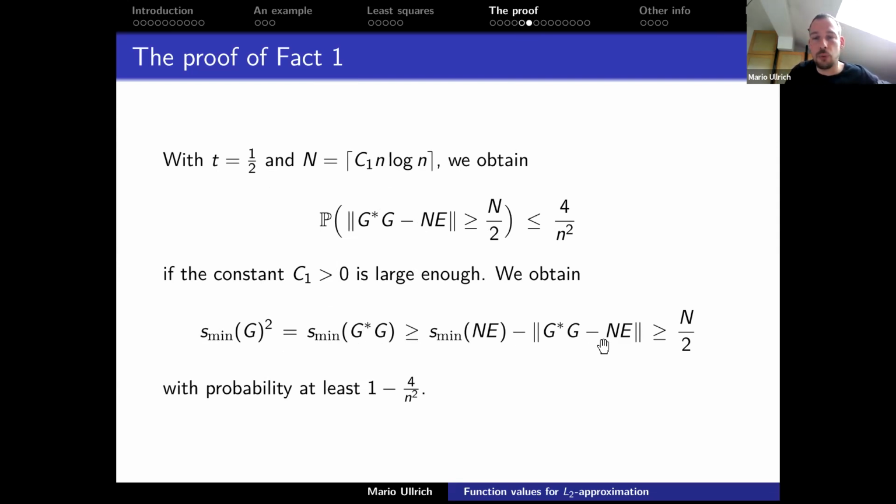That's kind of a triangle inequality using the Rayleigh coefficient for defining the singular values. You get the smallest singular value of this guy is lower bounded by the smallest singular value of n times the identity minus the norm of the difference. And since the smallest singular value of n times the identity matrix is n, and this guy is smaller than n half with high probability, we get the smallest singular value of g is large with high probability.